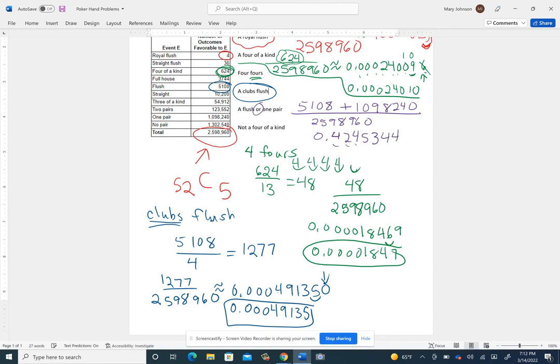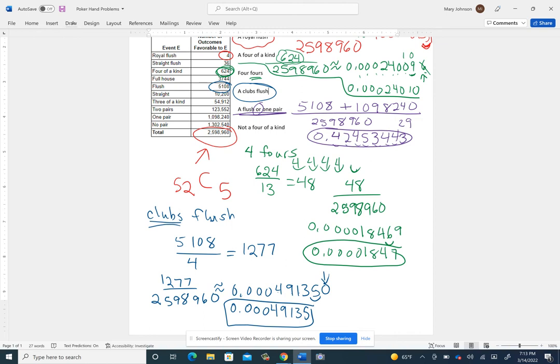It's 0.4245344. That's 1, 2, 3, 4, 5, 6, 7. I have to round to the 8th, and it's really 2, 9. So I'm going to round that up to a 3 right there. So that would be the flush or 1 pair would be this. Okay.